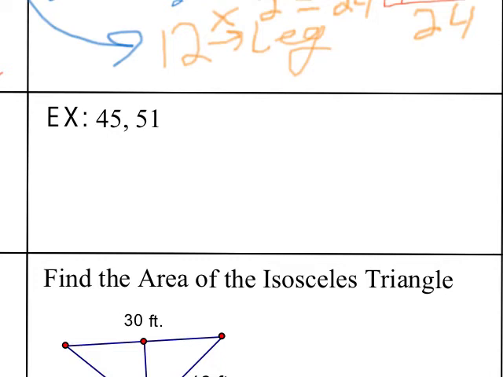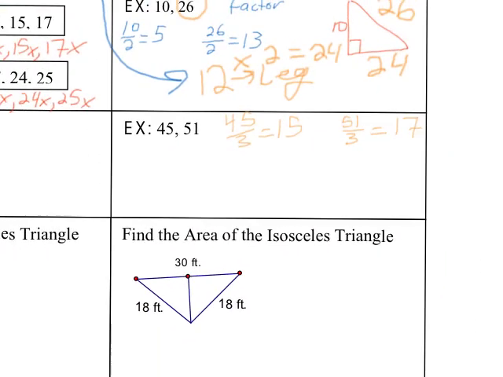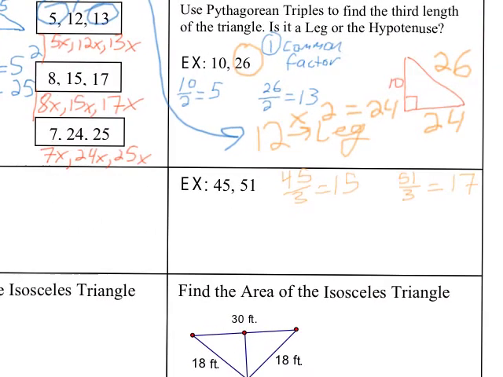Right now I'm trying to find out what family these numbers come from. So 45 divided by 3 is 15. And 51 divided by 3, that is going to be 17. 15 and 17. So the next thing I do is I come up and I check. Do I have one with a 15 and a 17 in it? Looks like I do. 8, 15, and 17.